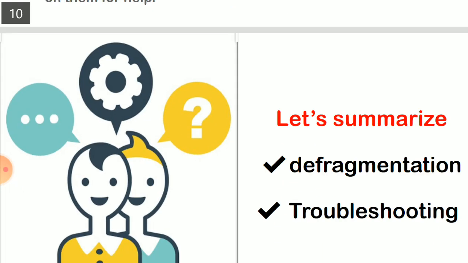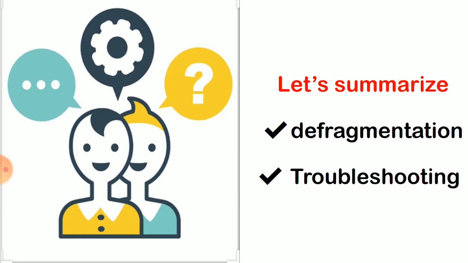Let's summarize what we learned today. In today's session, we learned about defragmentation and troubleshooting. In general, defragmentation is used to speed up the computer. It removes unwanted files and boosts the computer more efficiently. Examples for defragmentation are Windows 98 and Windows 2000.